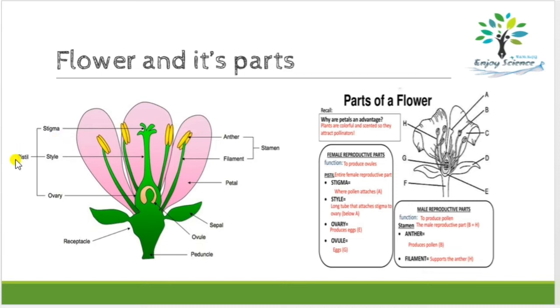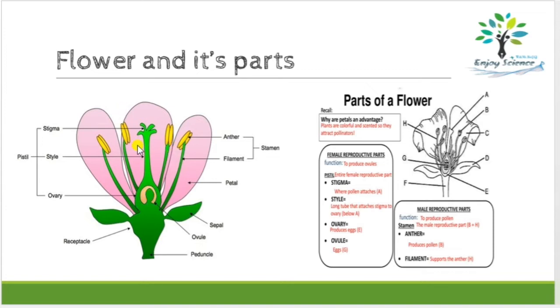There is also the female part, which is called the pistil or carpel, which consists of three different parts: stigma, style and ovary. The stigma is the top part where the pollen grain lands during pollination. The style is the middle part which connects the stigma and ovary, and the ovary is the basal part where you will find the ovule and female gamete.